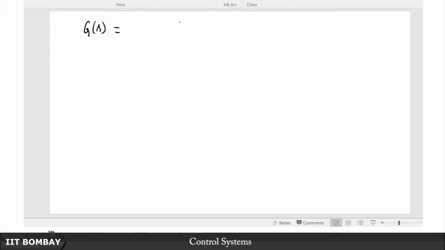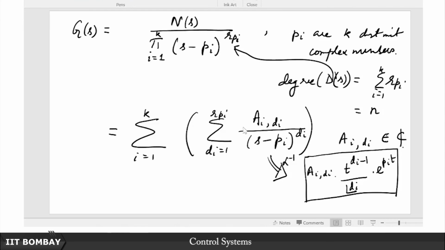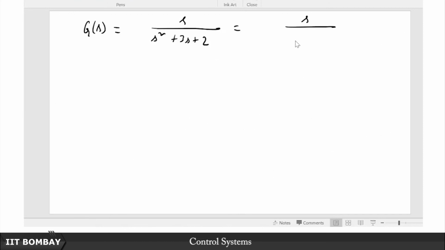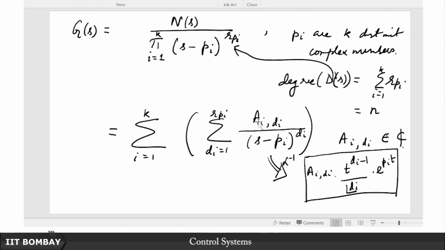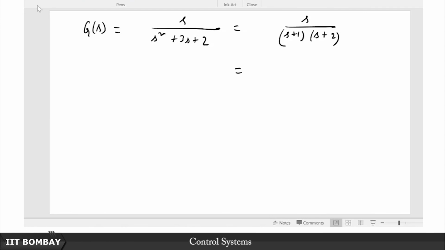So let us take a quick example, something like s over s squared plus 3s plus 2. So I am factorizing this in the same fashion, and luckily here there are no repeated poles, so we write this in this fashion. You can check, I am going over this a little quickly. And now we want to evaluate these terms ai, di. So let me call them just k1 and k2: k1 over s plus 1 plus k2 over s plus 2.